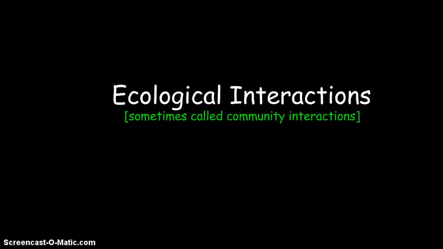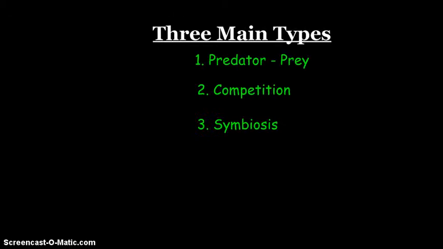This is going to be a quick lesson on ecological interactions. Ecological interactions really refer to community interactions, so it's populations interacting with other populations. And there's some common interactions that we look at in biology. The three main types are going to be predator-prey, competition, and symbiosis.